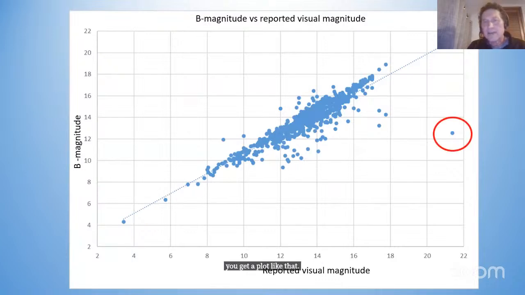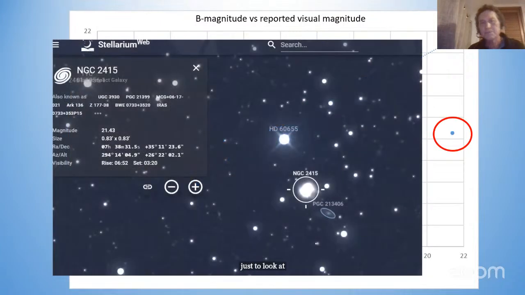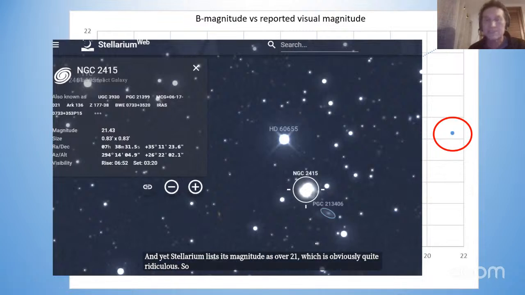And there are outliers like this slightly odd one at the right-hand side, which is spoiling the relationship there. Just to look at what that is in more detail, it's a galaxy NGC 2415 in Pegasus, which I had seen, and yet Stellarium lists its magnitude as over 21, which is obviously quite ridiculous. So there's obviously an error there in that database, and it's throwing things out.